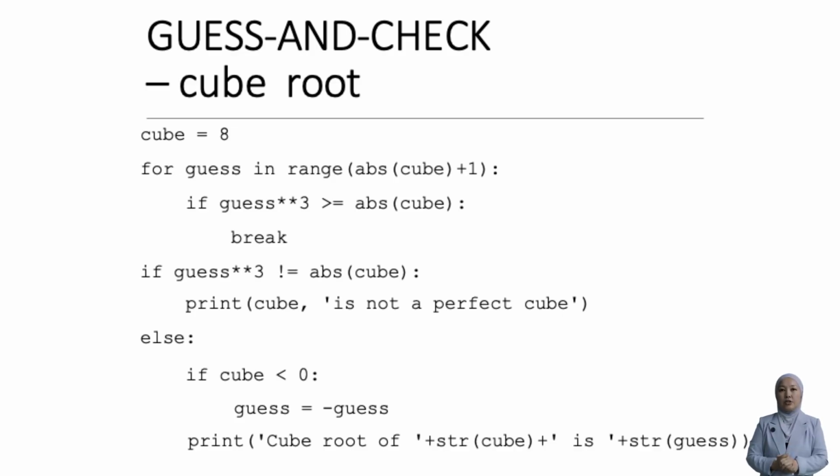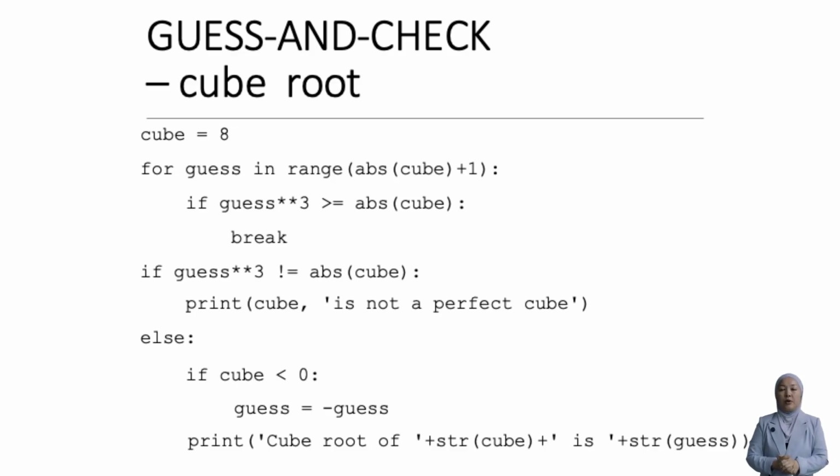Did we find a perfect cube? We check if guess**3 != abs(cube). If they're not equal, we exited because we exceeded the target without ever hitting it perfectly. So we print that it's not a perfect cube. If they are equal, we found a perfect integer root for the magnitude, but we must now restore the sign. If cube < 0, guess = -guess. The cube root of -8 is -2. Finally, we print. Notice the print statement uses string concatenation with str to combine numbers and text.